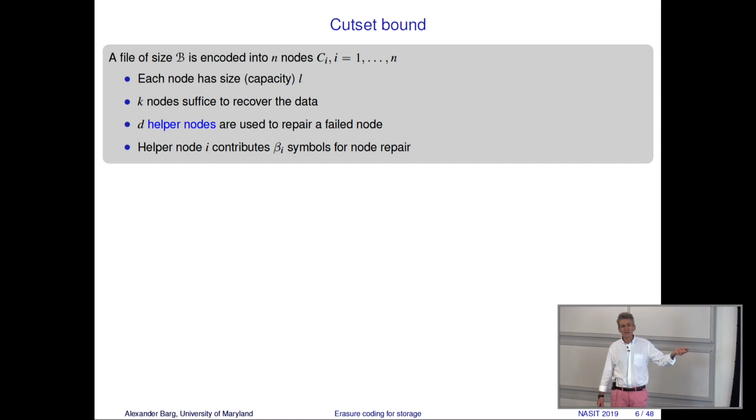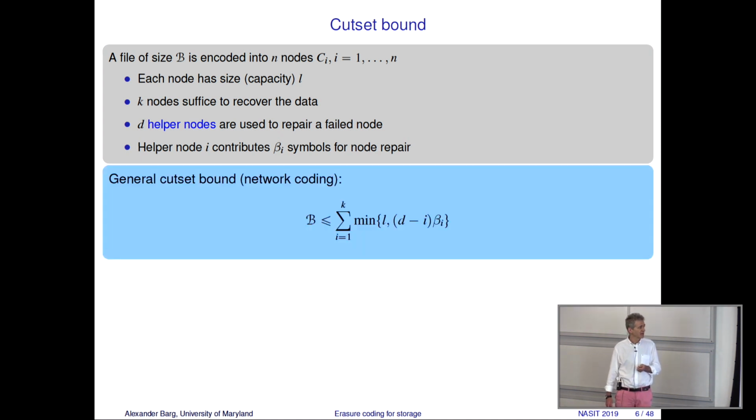Maybe it is the dimension of the code, maybe not. D helper nodes are used to repair a failed node. A helper node contributes beta I symbols for node repair. All right. So the cut-set bound, which imported the ideas of network coding into this regenerating coding problem, says that the size of the maximum capacity of storage is bounded above by the quantity as shown here.